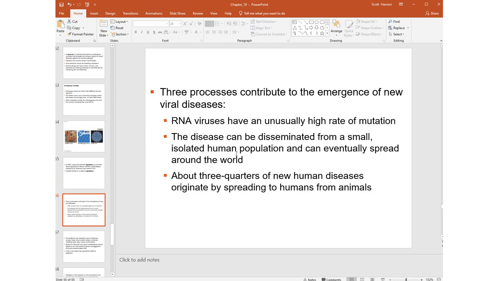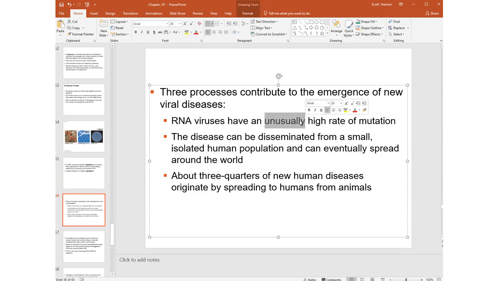And so there are three things that contribute to the emergence of new viral diseases. RNA viruses have an unusually high rate of mutation, so they can change easily and elude the immune system easily. It can be disseminated, that is spread from a small isolated human population. It can eventually spread around the world, like we saw with coronavirus. About three-quarters of new human diseases originate by spreading to humans from animals, from one type of animal or another.